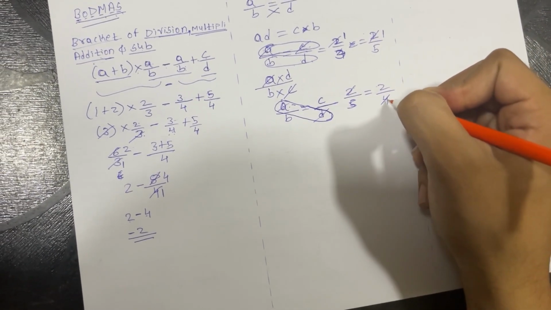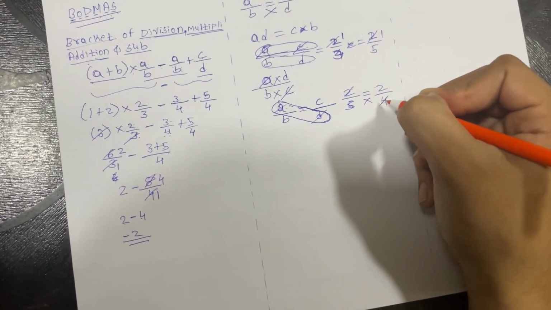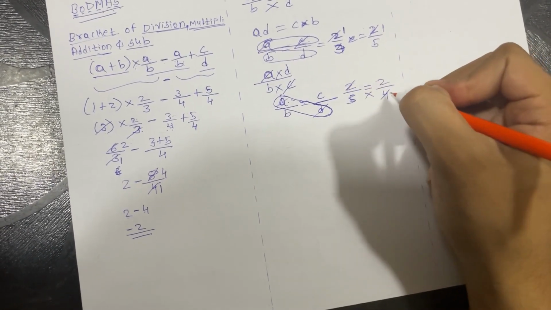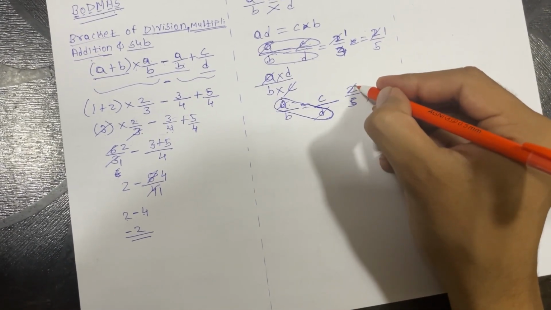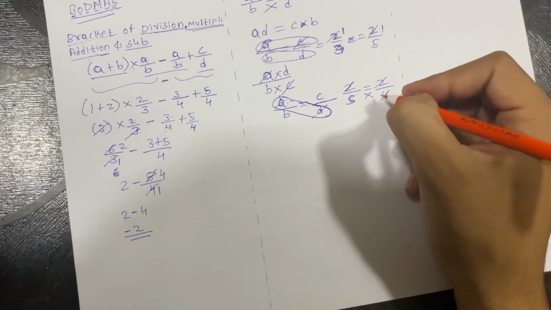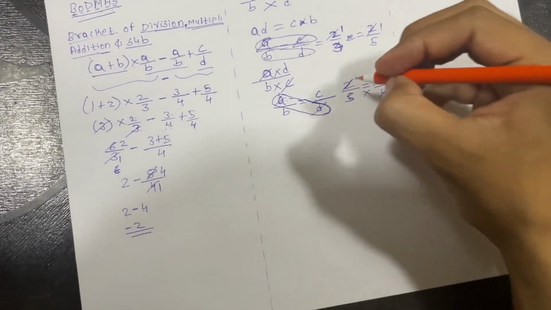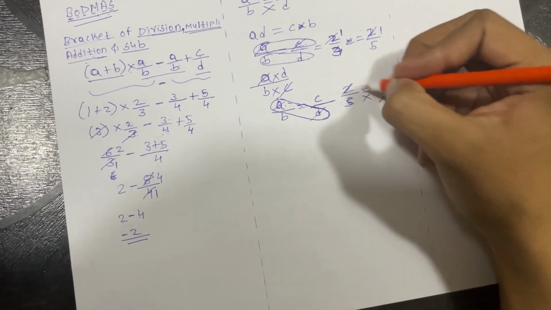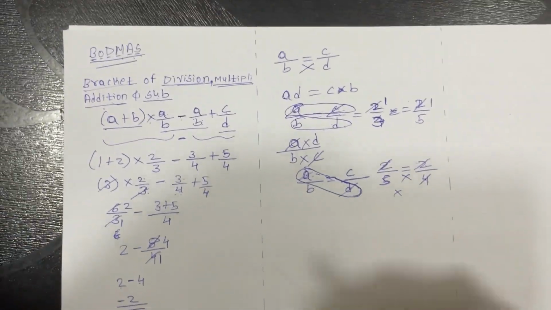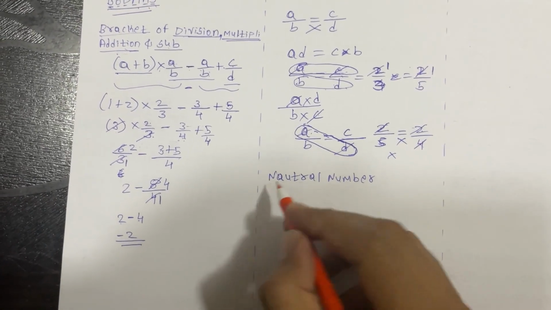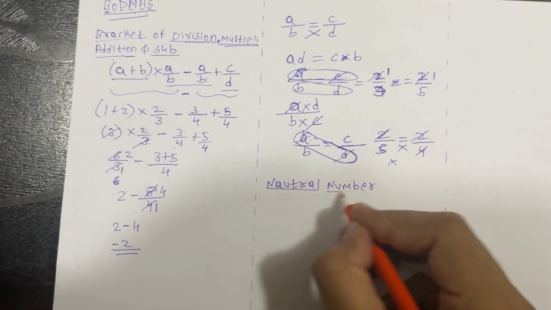If we solve this by cross multiplication, we will multiply that 2 by 4 and this 2 by 5. We can cut this numerator and numerator term. But we can't cut this 2 into 4 diagonally. So that's totally wrong. Further, now we will learn natural numbers, and this is the last topic of today's lecture.